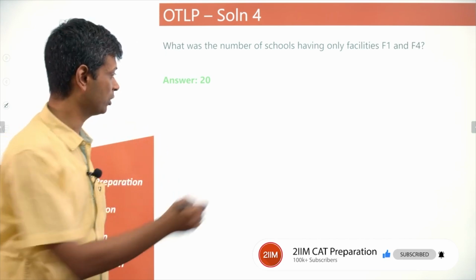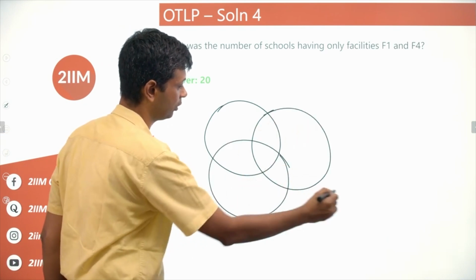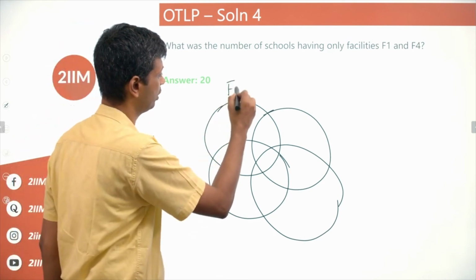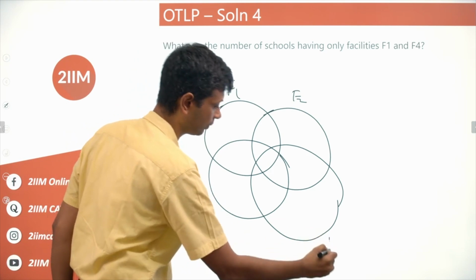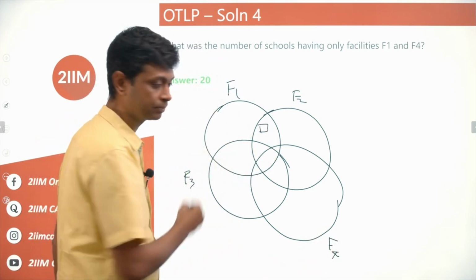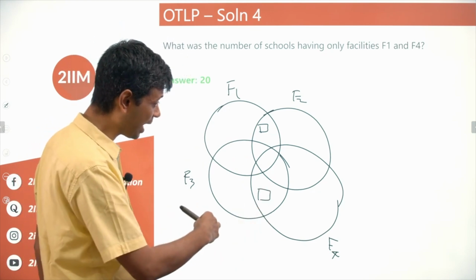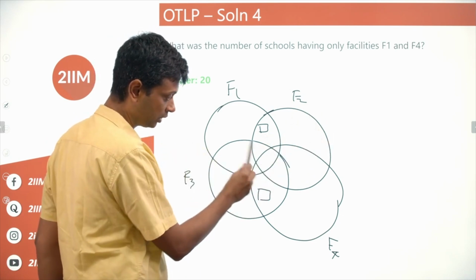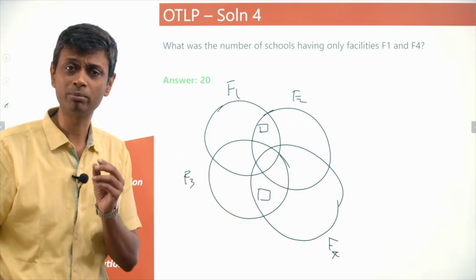You need to be careful when you draw circles like this, let's say we call them F1, F2, F3 and F4. F1 and F2 only is available here. F3 and F4 only is available here. F3 and F2 only, this is F3 and F2, becomes a very tricky region to map.